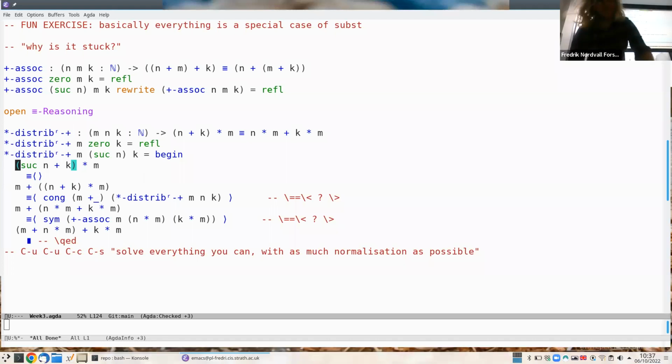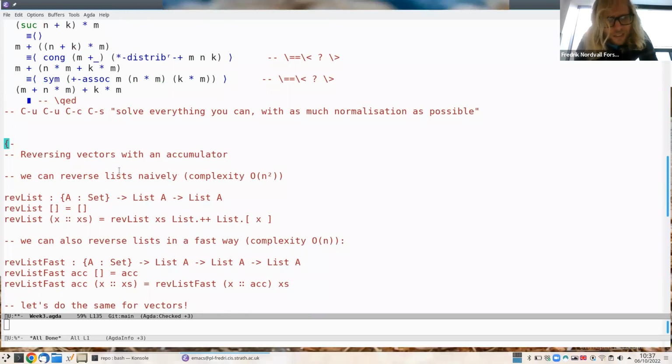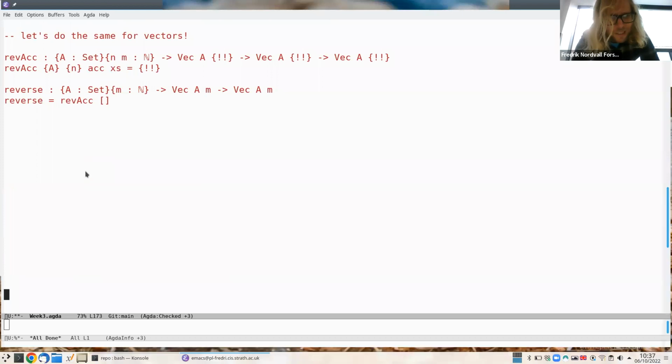Okay, so we have a little bit more time. So let's also look at another example of using subst. I think we'll get to the last bit, but that's okay.